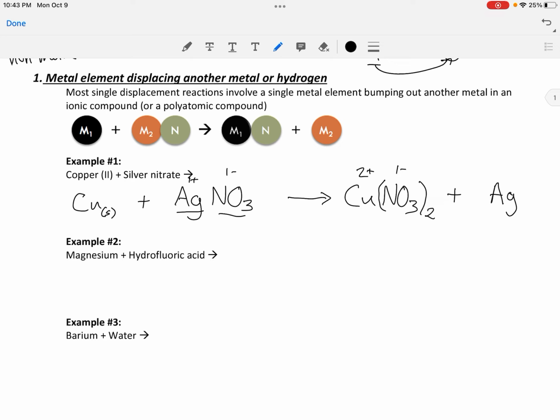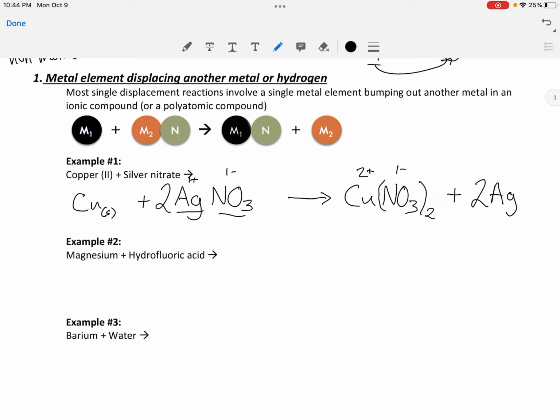Then the next thing I can do is balance this once my chemical formulas are solid. So it looks like copper's good, 1 copper on each side, 1 silver on each side, but the nitrates are not good, right? I've got 2 nitrates on the product side and only 1 on the reactant side. So I'm going to need to put a 2 in front of the silver nitrate. But now I have too many silvers, so I'm going to need to put a 2 in front of the silvers on the product side. Coppers are still good, 1 copper on each side, so that is all balanced.